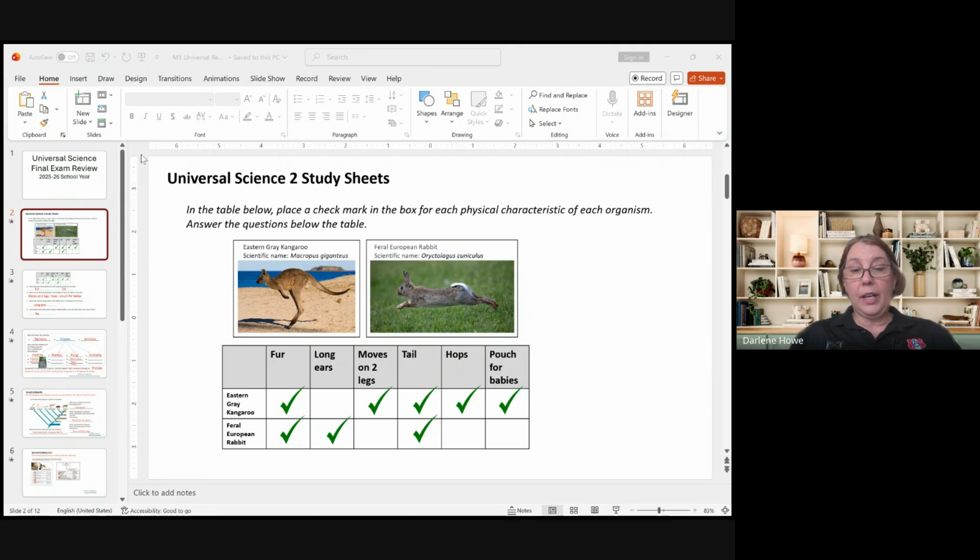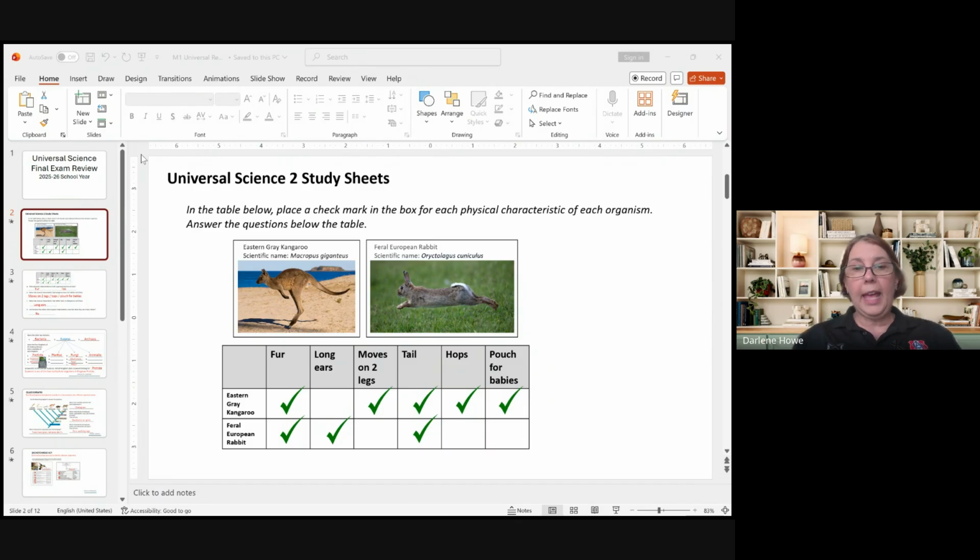Now, kangaroos hop because they move on two legs. Rabbits, we have been fed the idea that rabbits hop on their back feet. They don't. In cartoons, they hop around, but when you look at rabbits, they don't hop. They scamper a little bit, but they use all four legs. Hopping would require only two legs. So kangaroos definitely hop. Rabbits definitely don't.